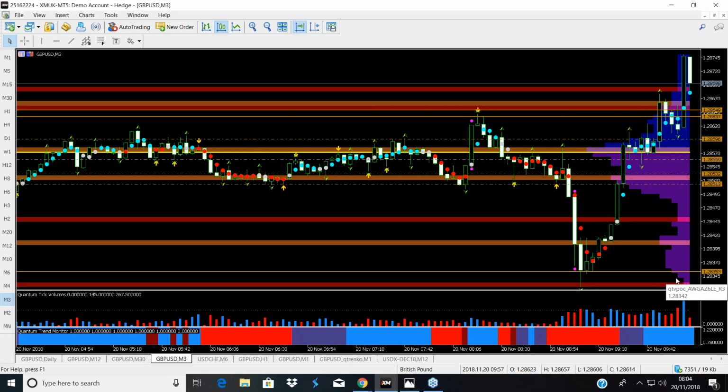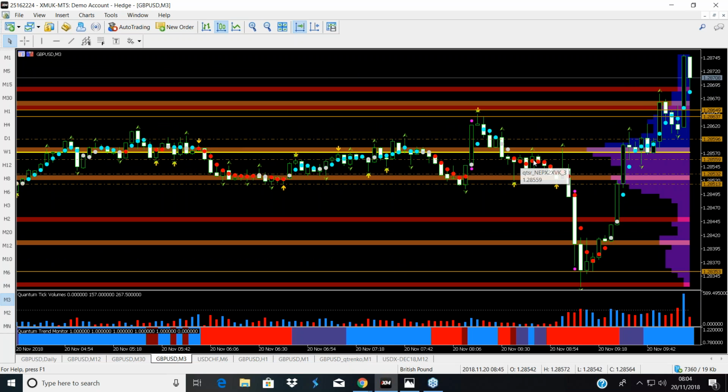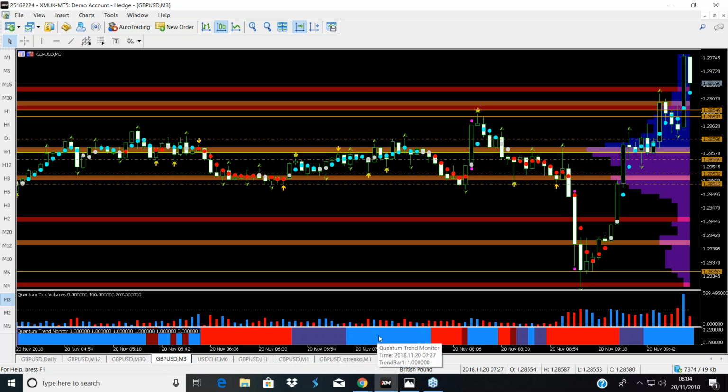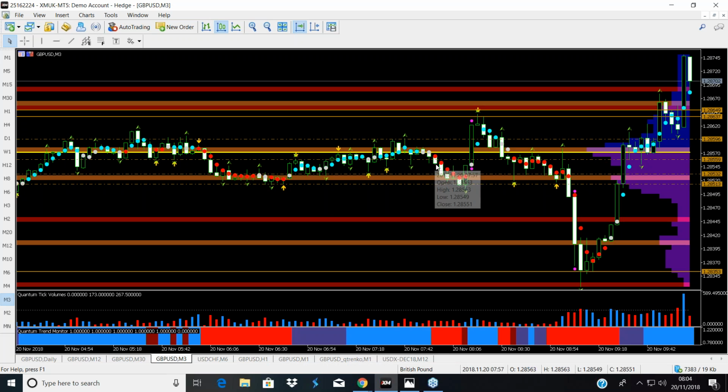Right. We have 2 examples of a trade here. We have the congestion around the volume point of control, and we know it's congestion because we see the trend monitor flipping in and out of red, green, red and blue all the time. There's no clear direction.